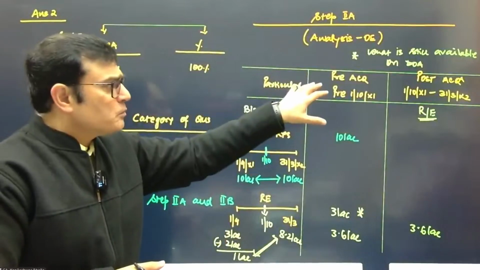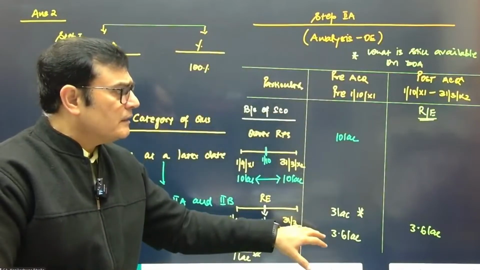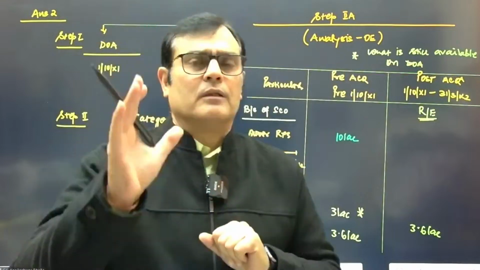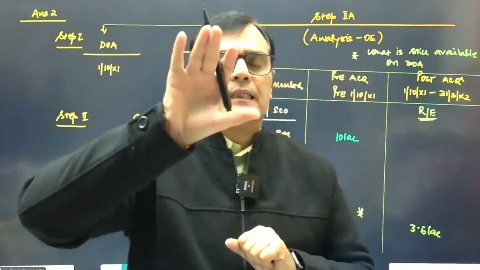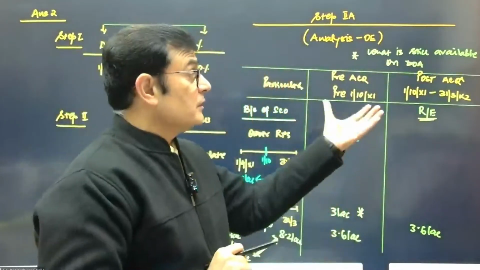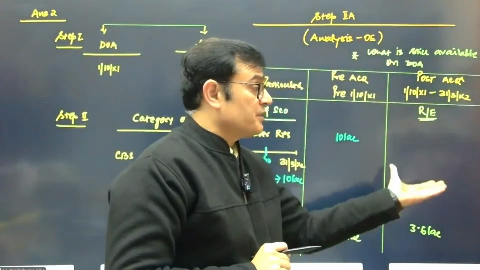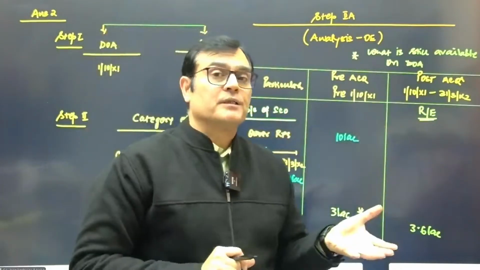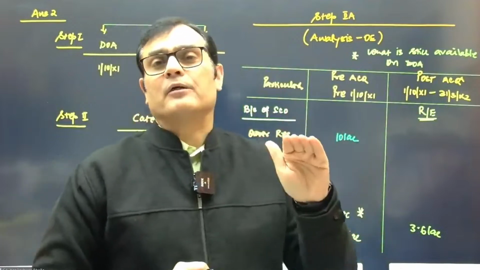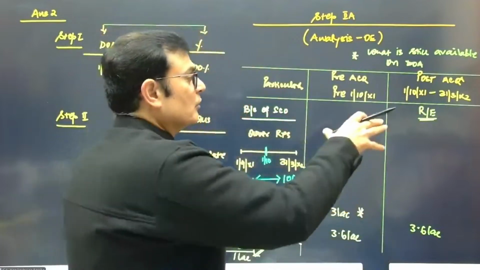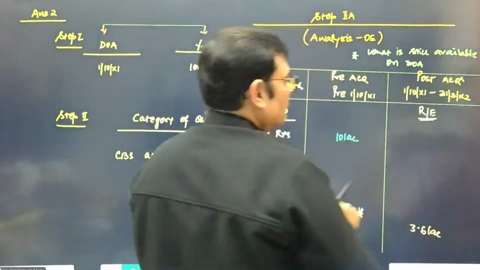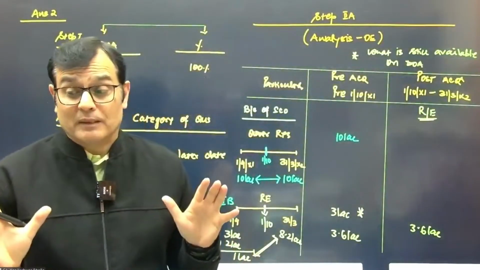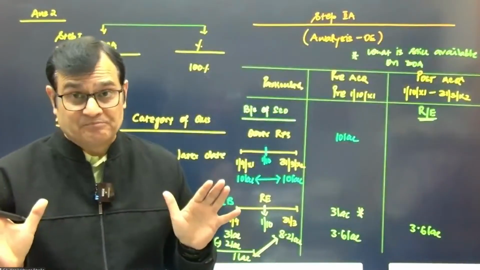There is no need to split the other reserves and RE in the pre-column, but you must segregate in the post-acquisition column that this is other reserve and this is RE, because the post-acquisition share of RE will be added to RE, and post-acquisition other reserve will be added to other reserve. So get into the habit of segregating these columns between RE and other reserve. I hope, friends, I've made my points very clear.